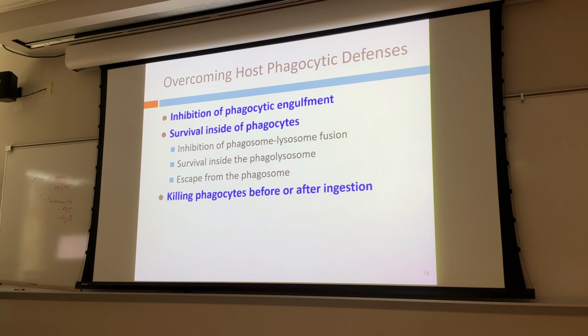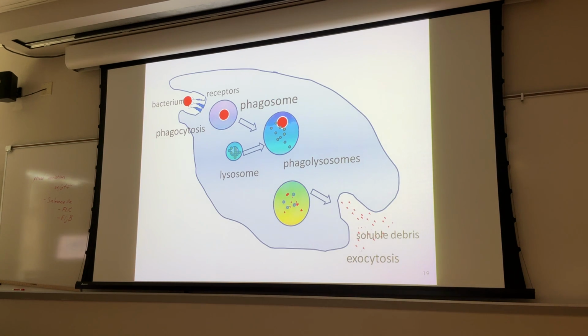Different ways to overcome host defenses. We talked about this a little bit, but I'll give you some examples here. Inhibition of phagocytic engulfment: the best way to avoid being broken up by a macrophage is to not get engulfed by the macrophage in the first place. Or survival inside the macrophage: they can inhibit phagosome-lysosome fusion, survive inside the phagolysosome, or escape from the phagosome and live inside the cytoplasm. Some are examples we already talked about. Or they can just straight up kill the white blood cell, either before they get ingested in the first place, or from the inside once they get ingested. Different microorganisms do these different things.